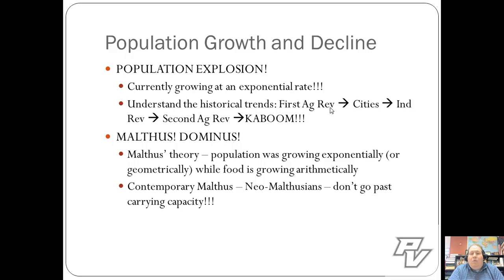Don't forget, we're dealing with a population explosion currently. We are currently growing at an exponential rate. Our current rate of increase is approximately somewhere in the every 35 years range, if we maintain current rates. You always need to understand the historical trends that have led us to this point, where we started with the first agricultural revolution, which started people settling in areas. These settlements turned into cities. The cities eventually start to develop industrial abilities, which leads to the second agricultural revolution, which leads to kaboom, there's your population explosion. Don't forget about Malthus.